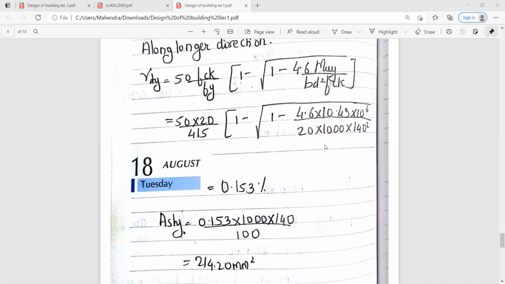So do up till here. Those who were not there in yesterday's lecture, and those who were present in yesterday's lecture, if they have completed, you can proceed with the ASD provided for the longer direction. And if you have any doubts, you can ask.